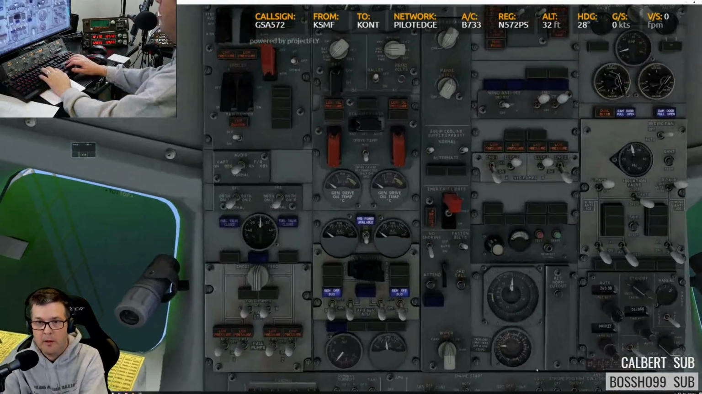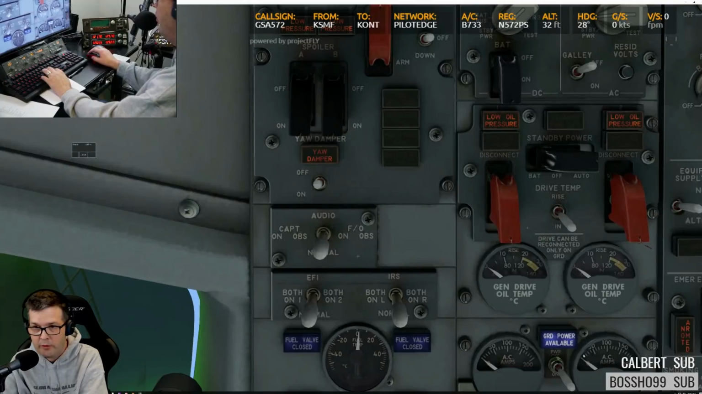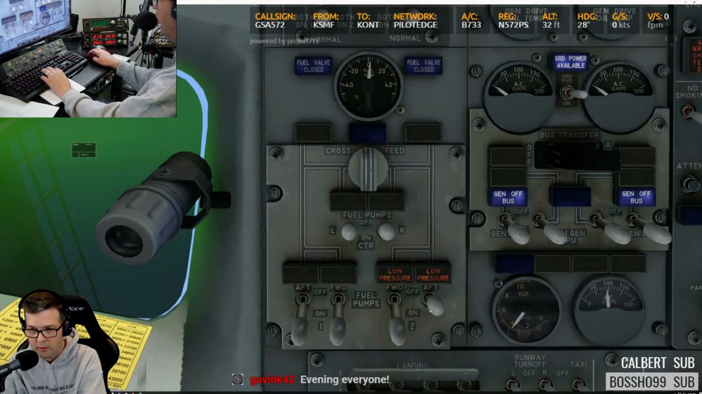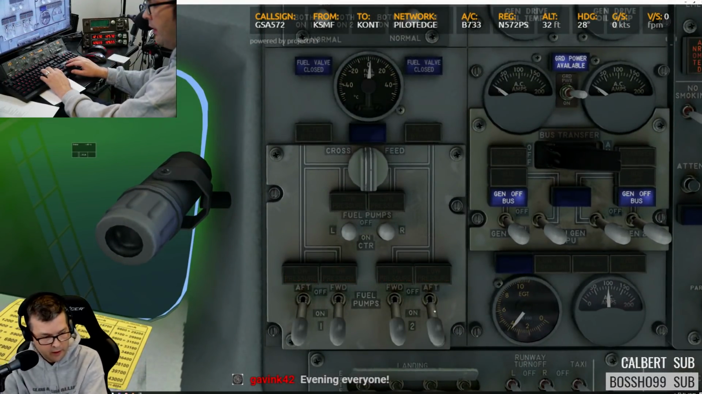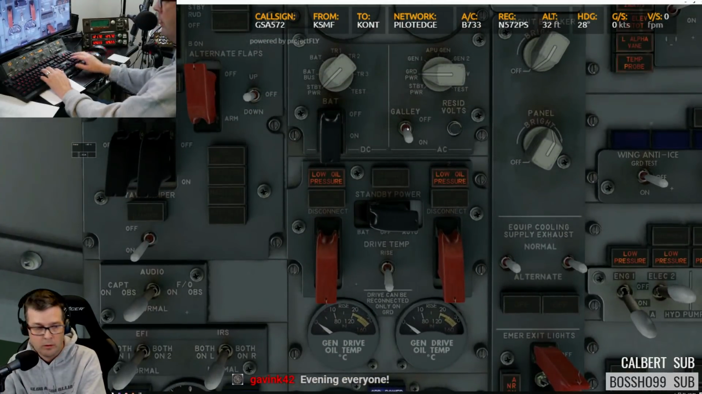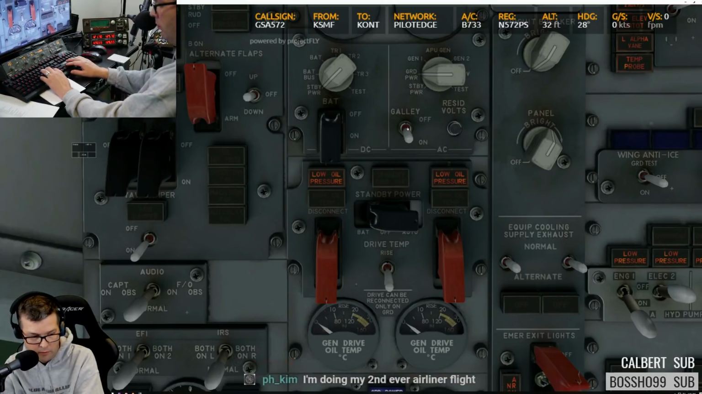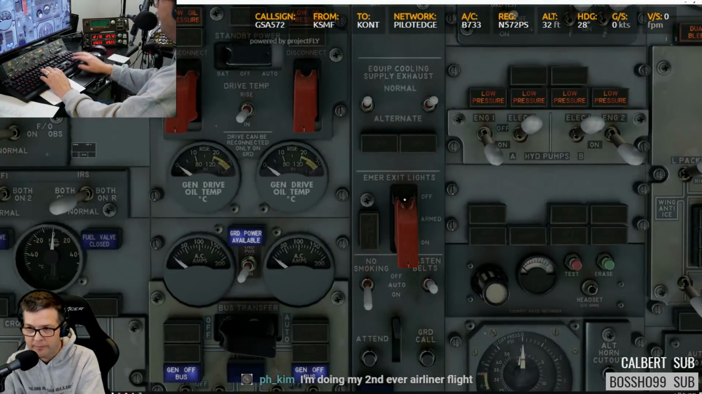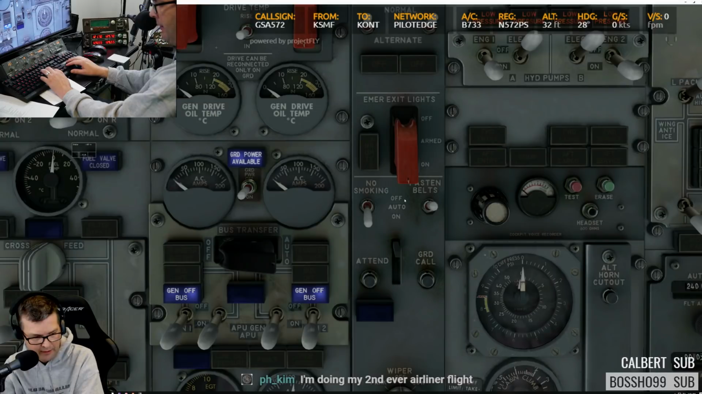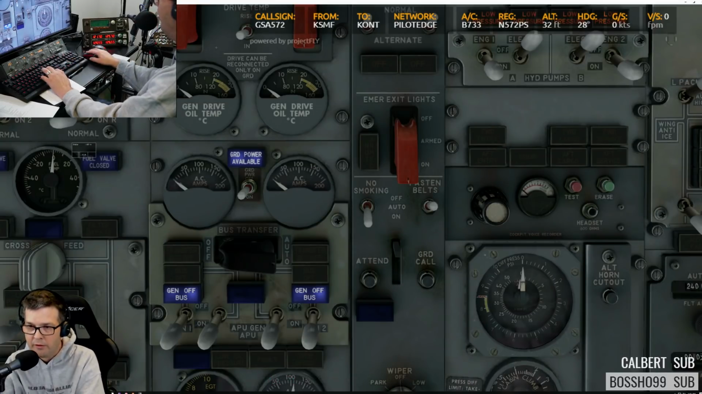All right, so we'll come up here and we'll do this again. Deja vu thing. Yaw damper. Fuel pumps. And then we've got galley power. After galley power, emergency exit lights again. It's got the little tiny wire on there. That's kind of cool. That little tiny wire tells the pilots that no one's touched it since the ground crew was last in there. Passenger signs.